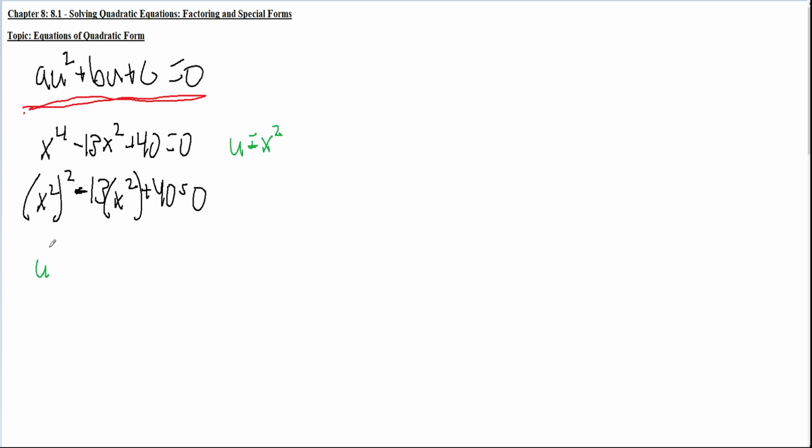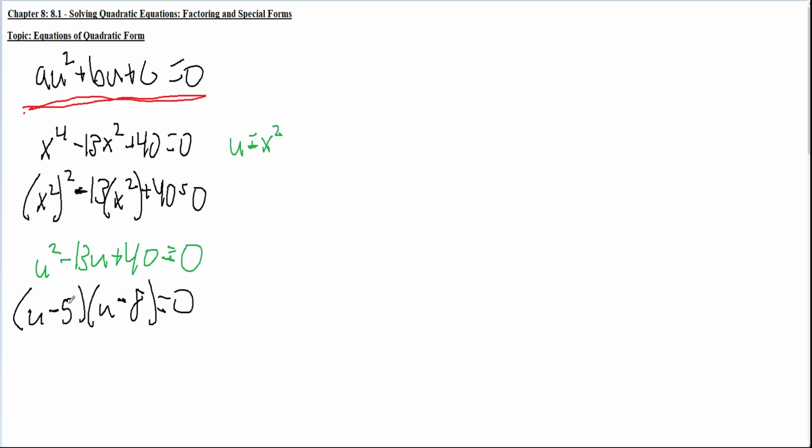So I'll have u squared minus 13u plus 40 equaling 0. And now it's a lot easier to solve for, because now I can just factor this very easily. So I have u right there. My c term is positive, but my b term is negative, and because of that, I know that both terms will be negative. The factors for 40 that will add up to negative 13 are negative 8 and negative 5.